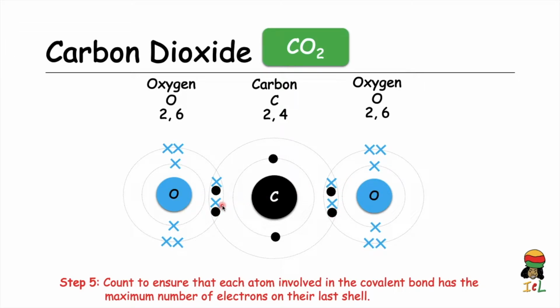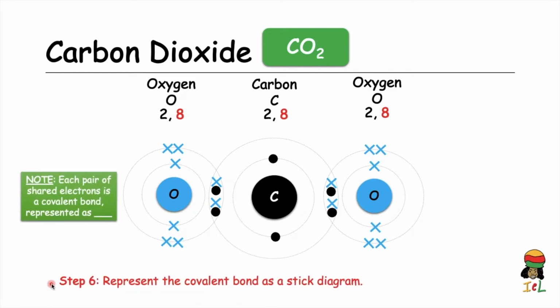So the first oxygen has 1, 2, 3, 4, 5, 6, 7, 8 electrons on its last shell, giving it a stable electron configuration of 2, 8. The second oxygen has 1, 2, 3, 4, 5, 6, 7, 8 electrons on the last shell, so it now has a stable electron configuration of 2, 8. Finally, carbon has 1, 2, 3, 4, 5, 6, 7, 8. Carbon now has a stable electron configuration of 2, 8. So all the atoms now have stable electron configurations, so we know our dot and cross diagrams were accurately done.